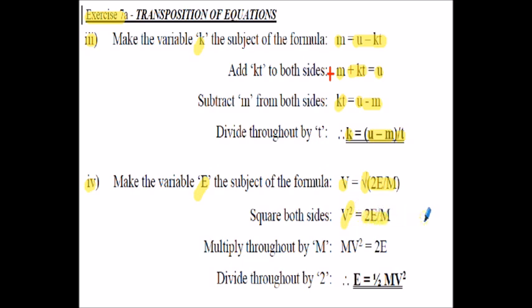I want to make e the subject, so I'm going to multiply throughout by m, in this case to get m on the top line. So multiplying both sides by m, on the left hand side I get m times v squared, and on the right hand side I get 2e, because I've multiplied through by m, so the m on the top and bottom cancel on the right hand side. So finally, to find e, I'm simply going to divide throughout by 2. So e is equal to a half times mv squared. You could also write that as e is equal to mv squared divided by 2. Both are the correct solutions.